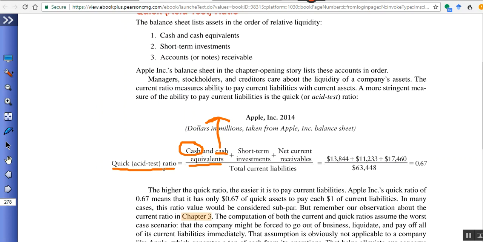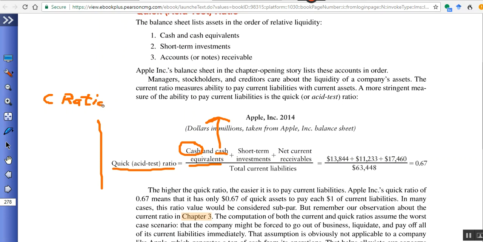But looking at the book, one of the things I want to point out to you is the quick acid test, sometimes called the quick ratio or the acid test ratio. Remember we talked last time, for the previous test, about the current ratio. It was the current ratio, and the current ratio, if you'll remember, was current assets over current liabilities. So it was kind of a cousin of the quick ratio that we're about to talk about.